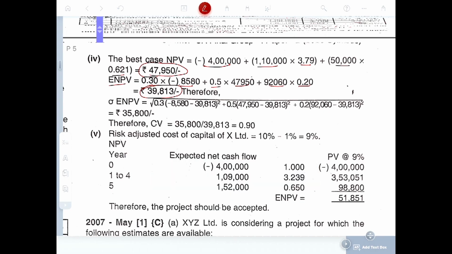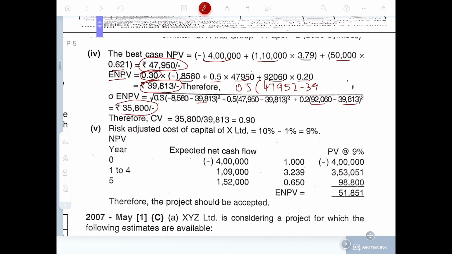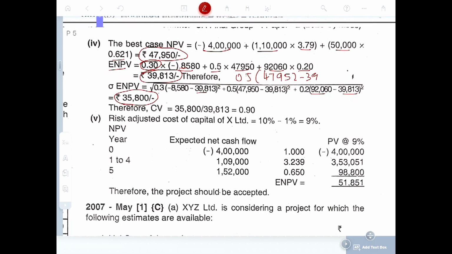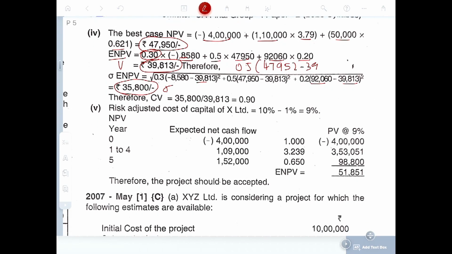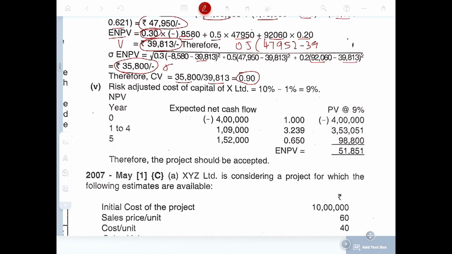We get 39,000. The standard deviation is of the same thing. You put the probability of 0.3 into minus 38 plus 39, whole square, plus 0.5 into 47, minus 39, plus 92 minus 39, the whole square. You will get 35,800. This is the standard deviation. The coefficient of variation is standard deviation divided by mean. Therefore, CV is 35,800 divided by 39, which is 90%.